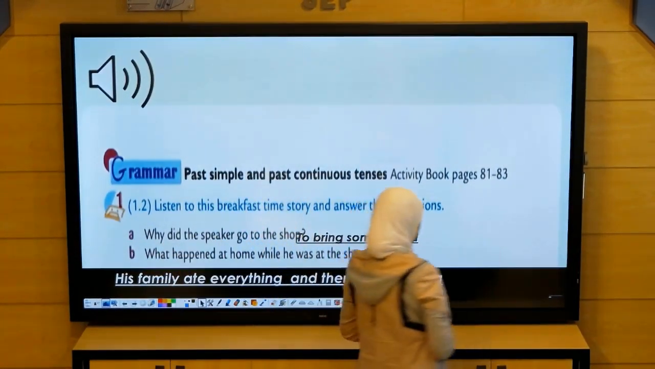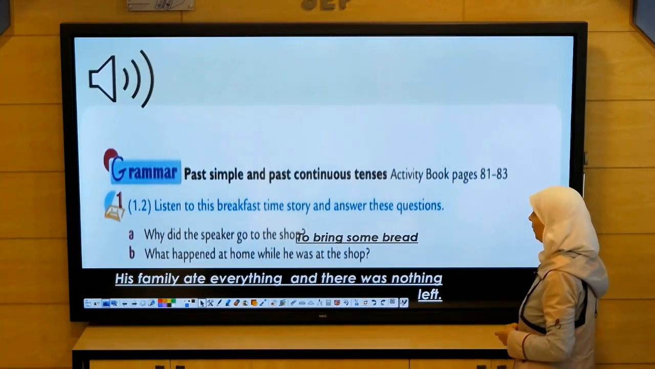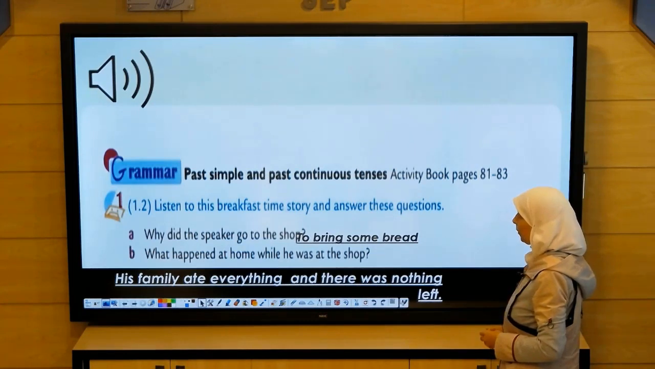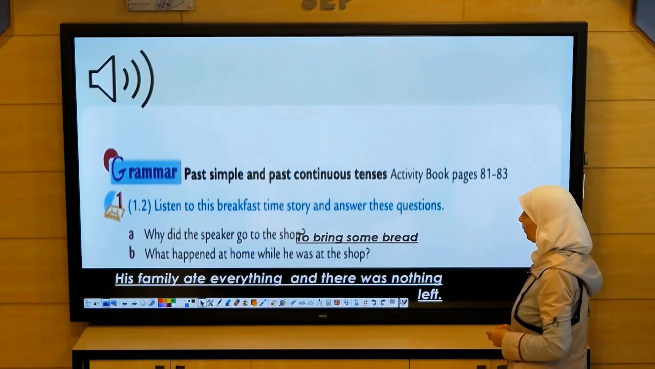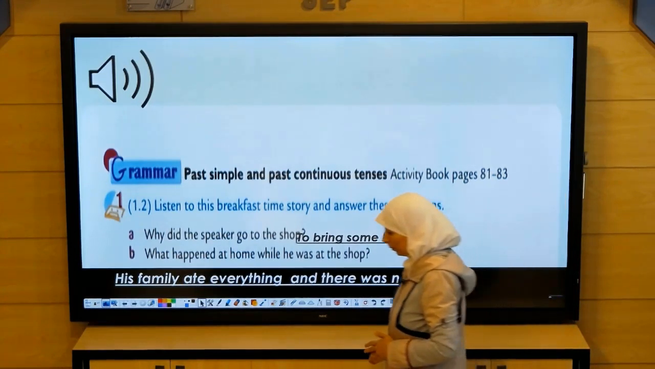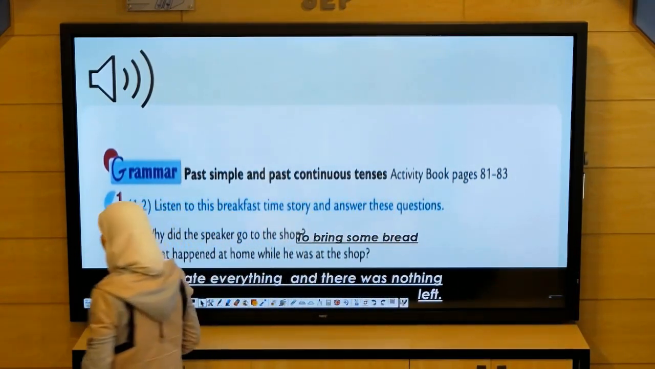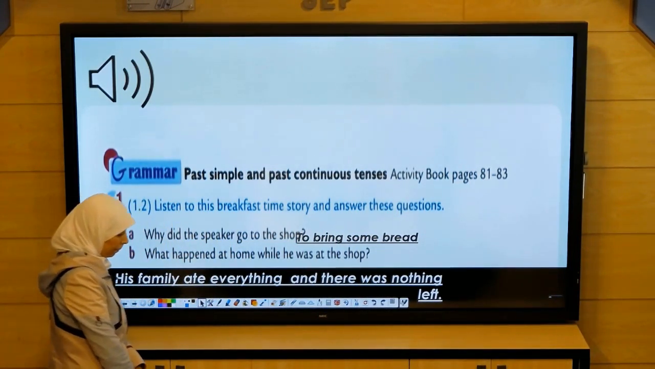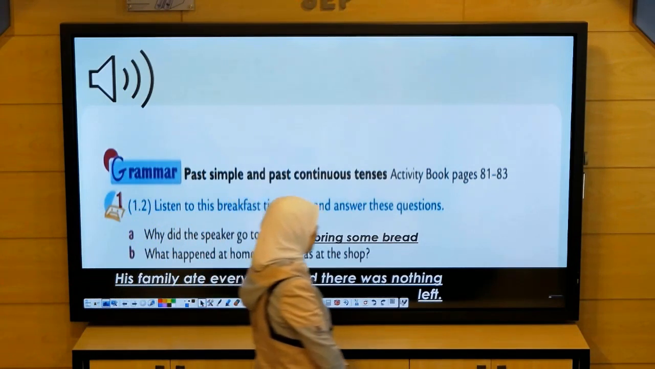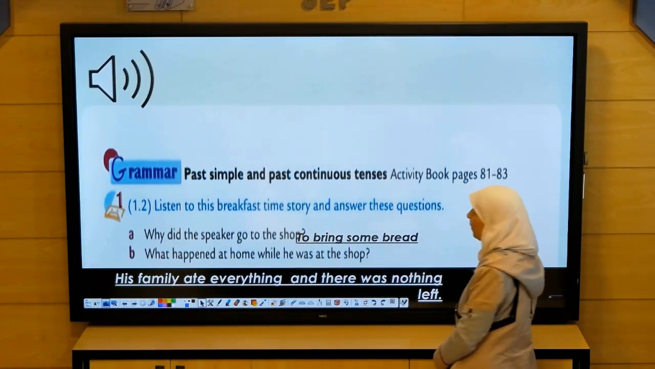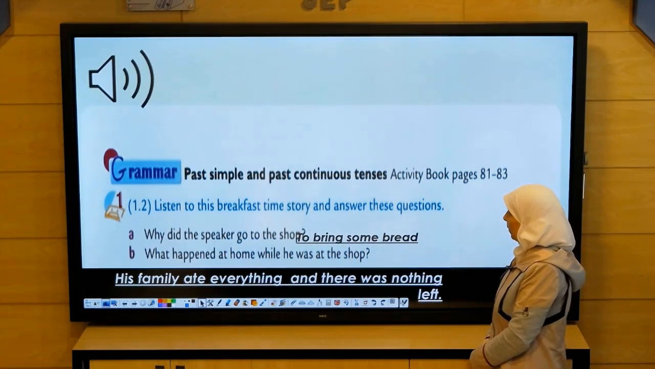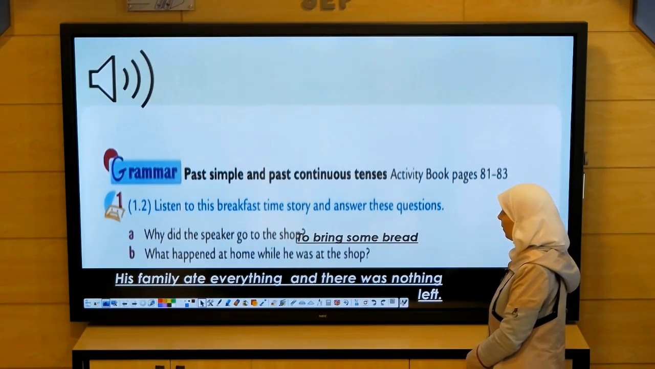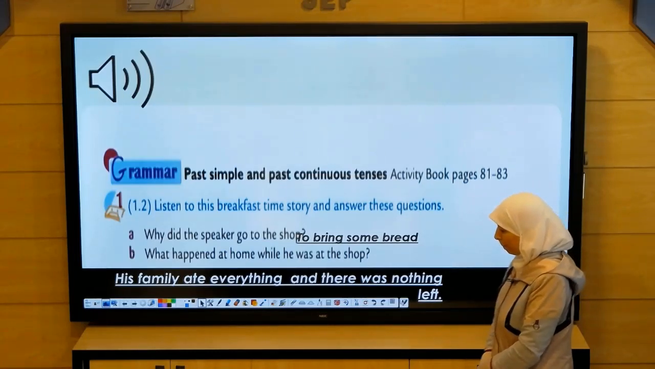and answer. 1.2. Listen to this breakfast time story and answer these questions. Last week was a school holiday, so I woke up late every day. This morning, when I got up, my parents and my brothers and sisters were having breakfast. My mother and father were talking, and my brothers and sisters were drinking tea and eating bread and cheese. My mother made me some tea. "There's no bread left," my mum said. "Can you go to the shop to get some?" "Sure, mum," I said, and ran out of the house. I was hungry.